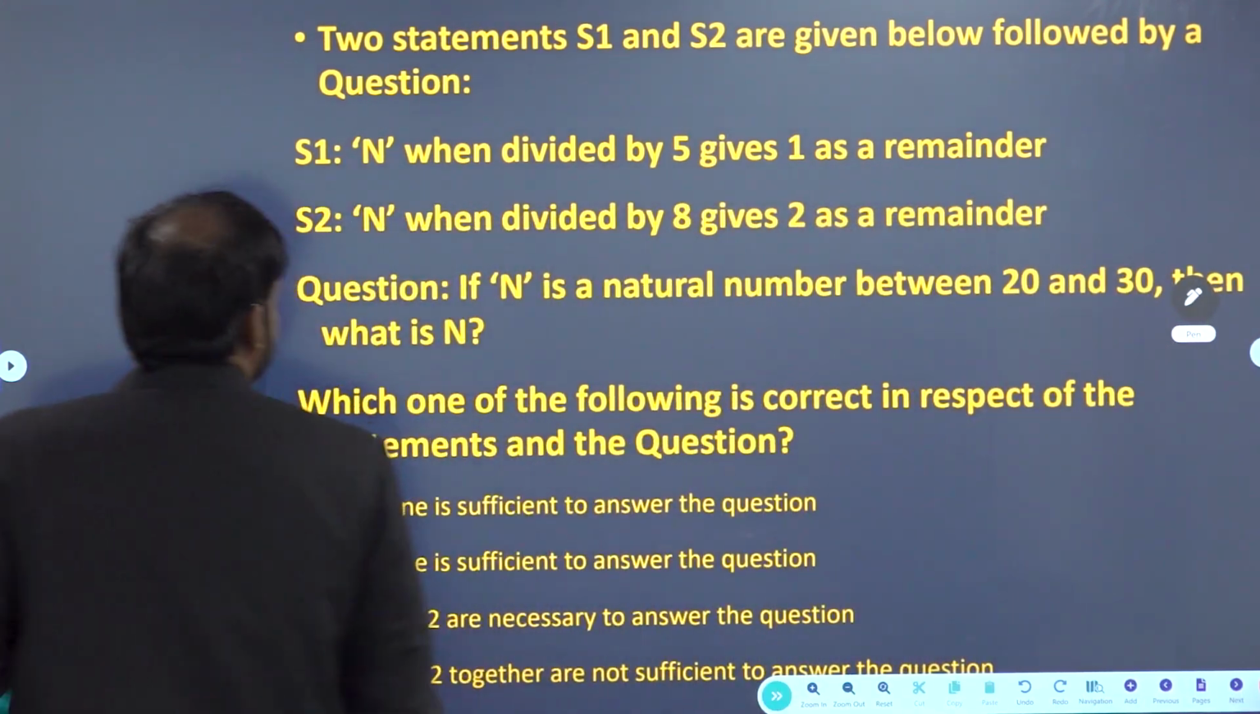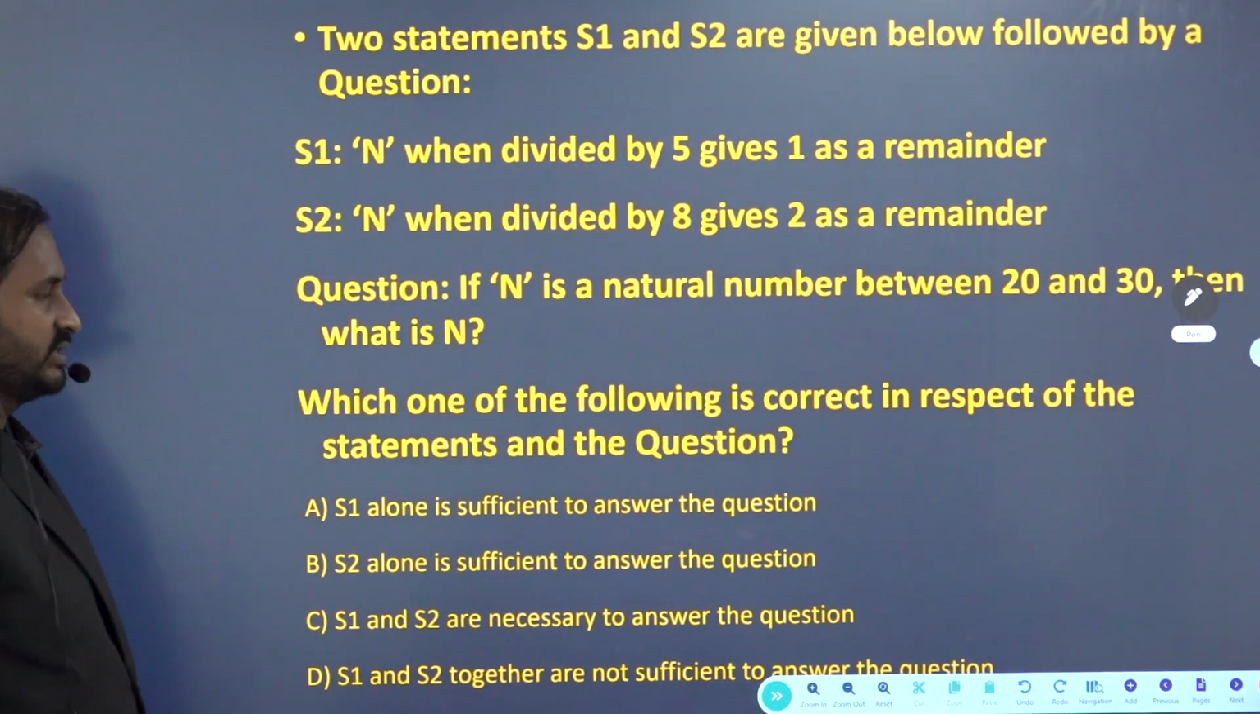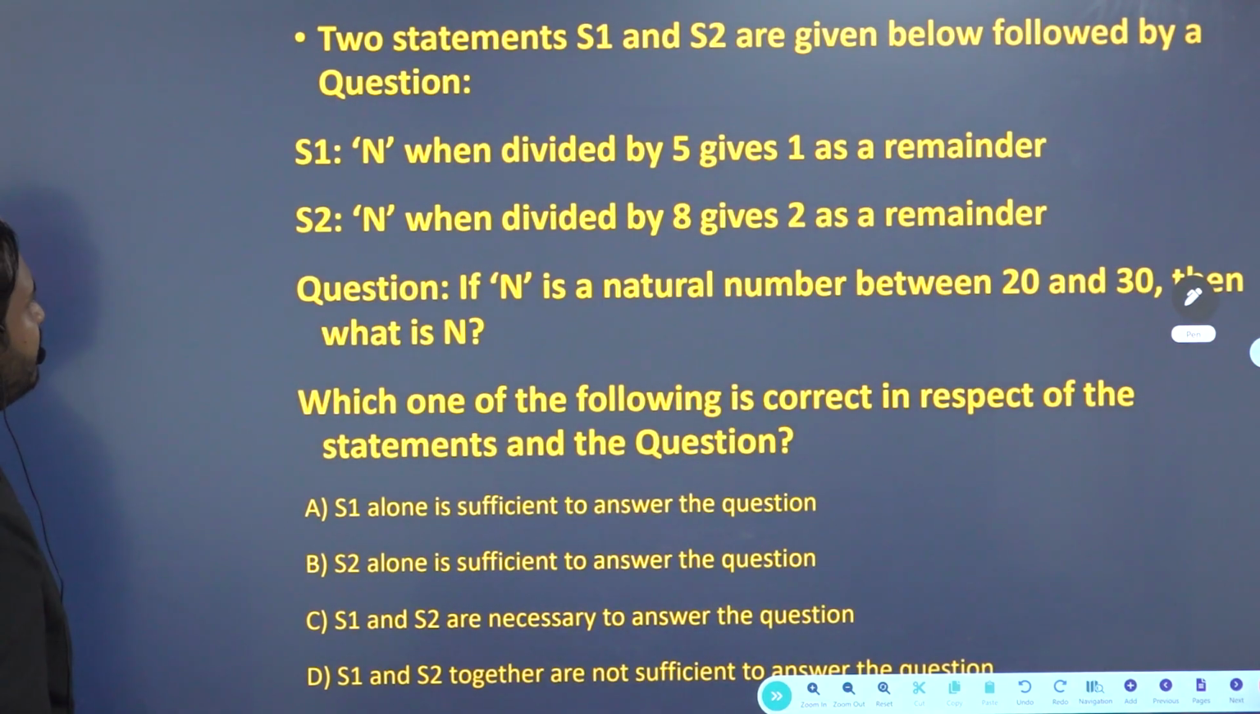Next one. 2 statements S1 and S2 are given below, followed by a question. N when divided by 5 gives a remainder 1. Fine. N when divided by 8 gives 2 as a remainder. That one is also fine. If n is a natural number between 20 and 30, what is n?